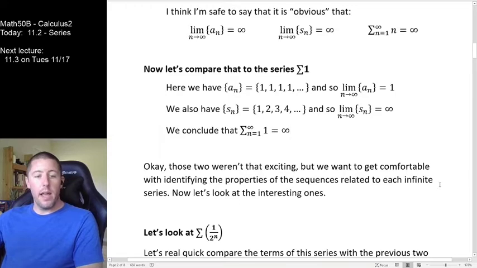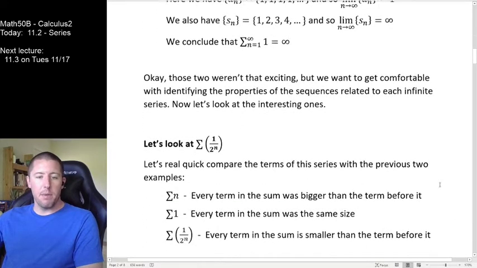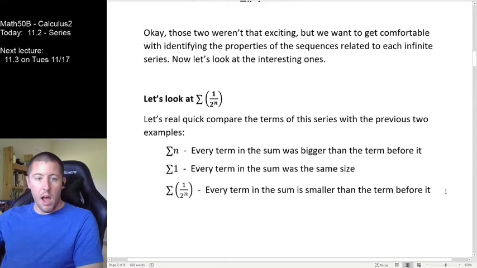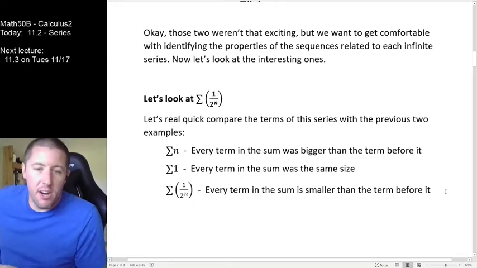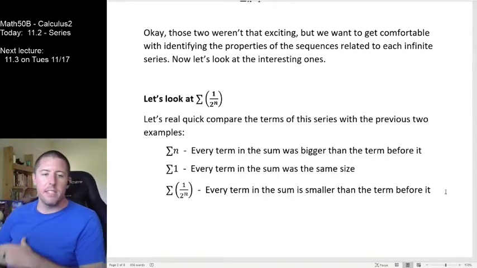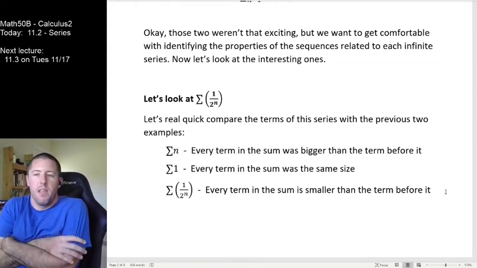So let's go ahead and look at a more exciting example now. And what we immediately want to do is compare it to our previous examples. And so I'm looking at here our sum of 1 over 2 to the n. So as n gets bigger, we're going to keep on taking larger and larger powers of 2.